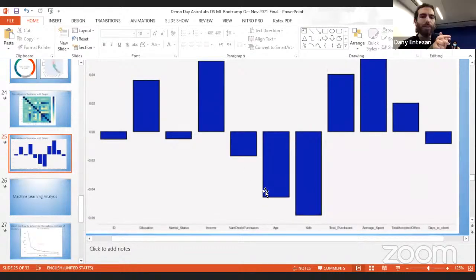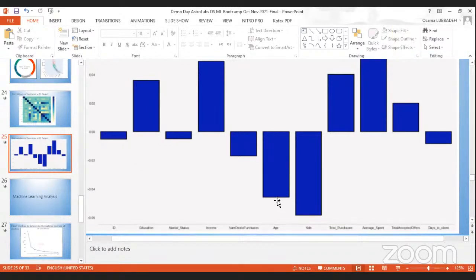So you said negatively correlated. So are you suggesting that the older the customer or the more kids the customer has, the less likely they are to spend money? Yes, yeah, but it's not really quite well, because let me share the code. Just one moment.